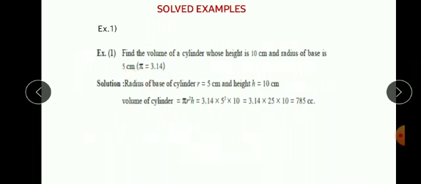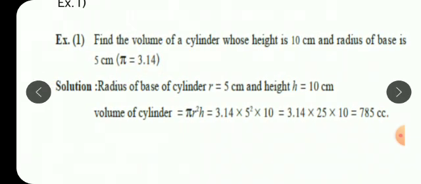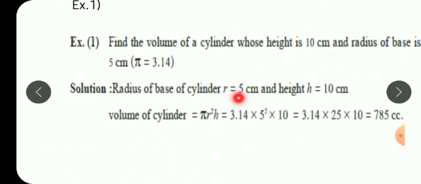is 5 centimeter. Children, here pi is equal to what? 3.14. So let's solve the solution. Radius of a base of cylinder r is equal to what? 5 centimeter. And height is what? 10 centimeter. Therefore, volume of cylinder is equal to pi r square h.